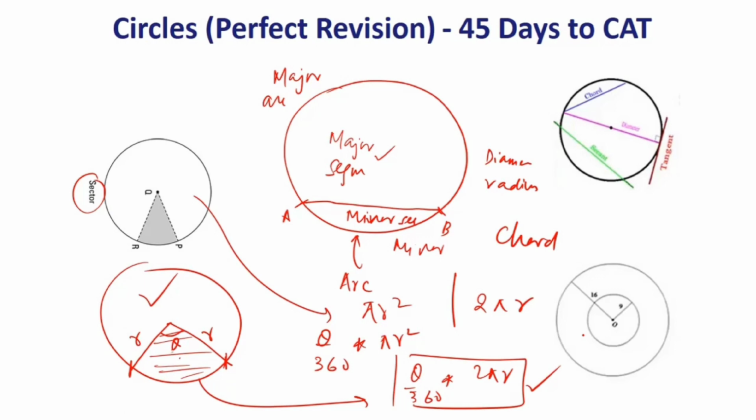We've understood a few key concepts. Let's extend our discussion a little further. We understand what a chord is. A secant generally extends outside the circle also. It is also a type of chord. A secant also intersects the circle at 2 points and extends outside the circle as well. Diameter we already know. If we have a line which touches the circle at exactly 1 point, then such a line is called a tangent.